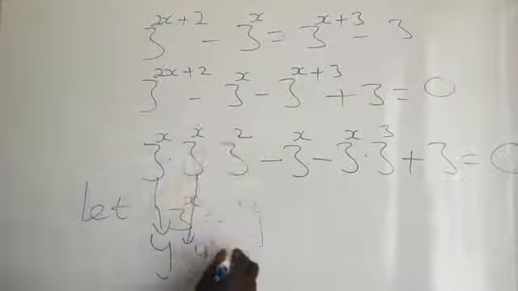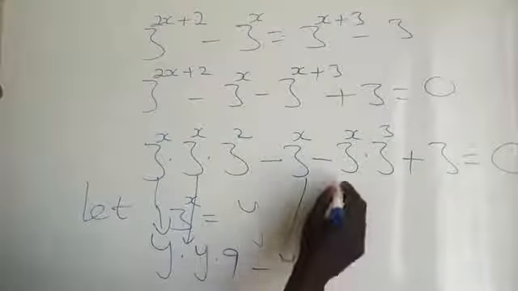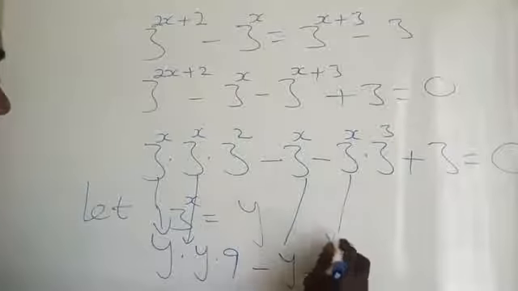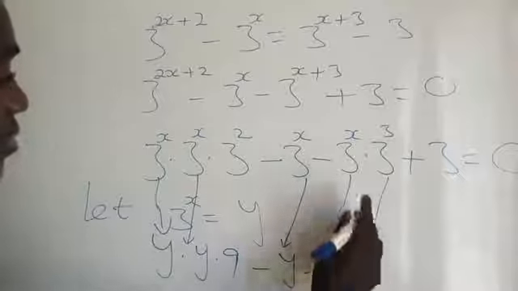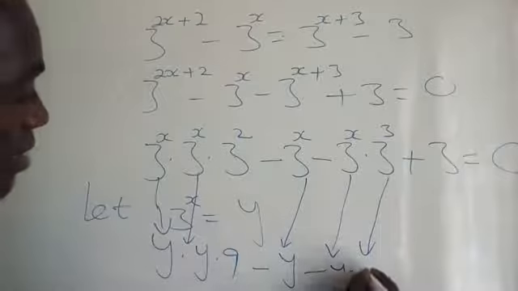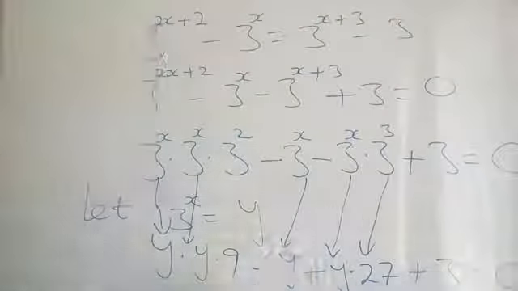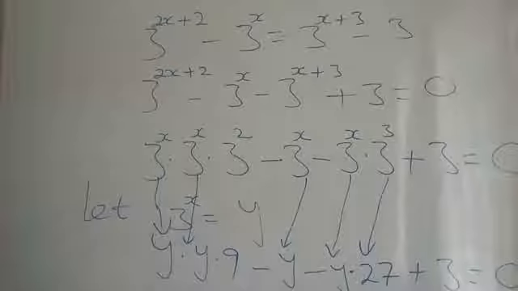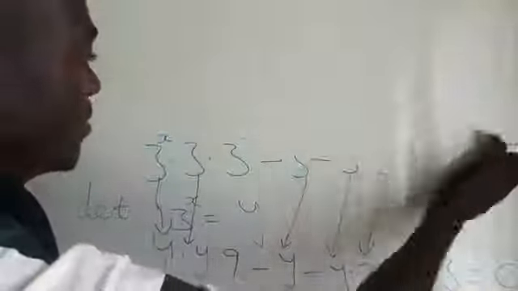What is 3 power 2? 9. Minus, what is this? Y. Minus, what is that? Y. What is 3 power 3 times? You also respect the sign. 3 power 3 is 27 plus 3 is equal to 0. So I have substituted that. So let's work it out.